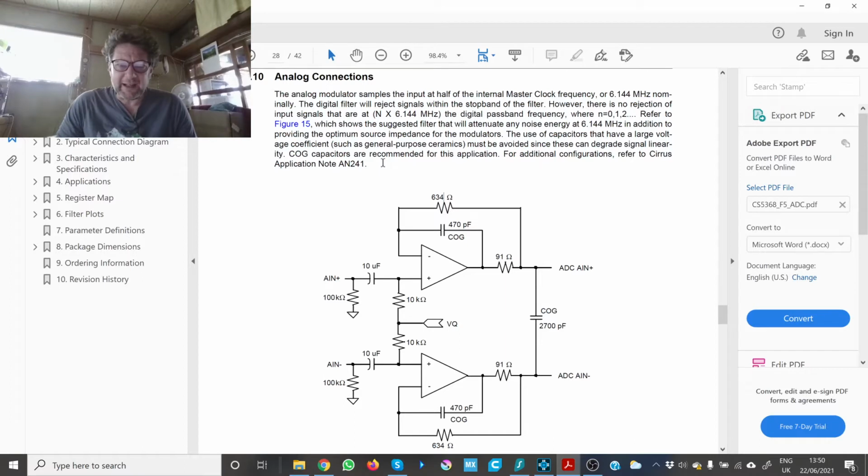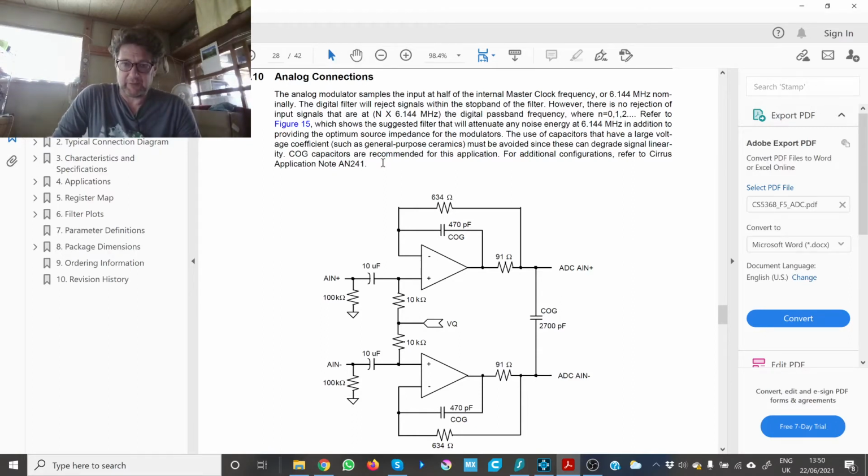The analog modulator samples the input at half the internal master clock frequency, or 6.144 megahertz nominally. So my master clock is 12.288 megahertz. The digital filter will reject signals within the stop band of the filter. However, there is no rejection of the signals that are n times 6.144 megahertz. So anything from 6.14 megahertz higher, there's no filter for.